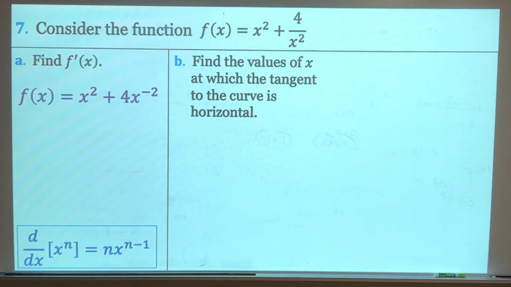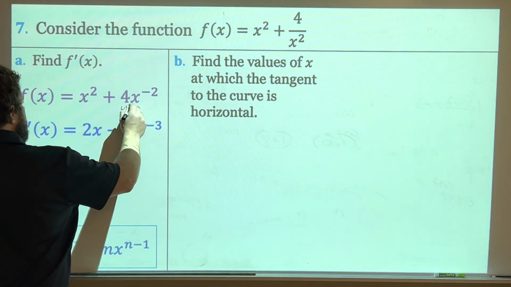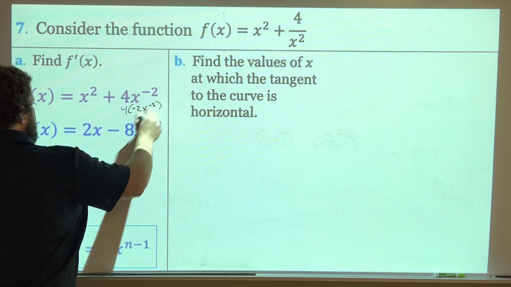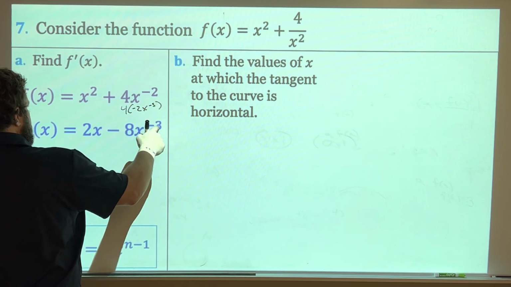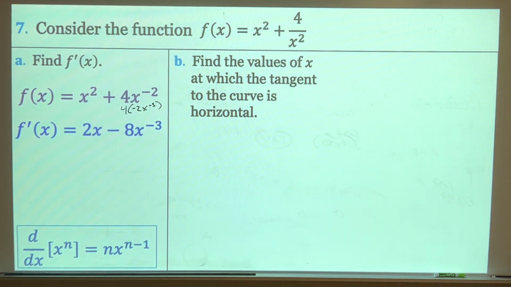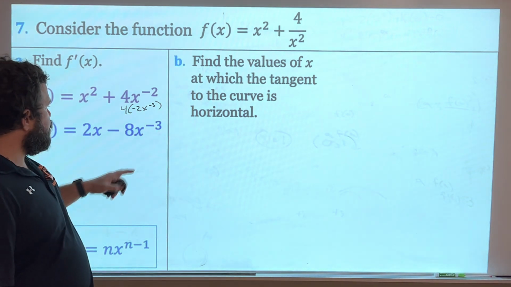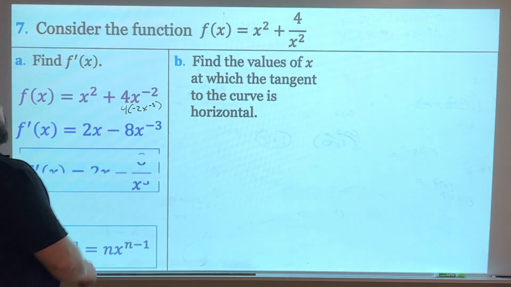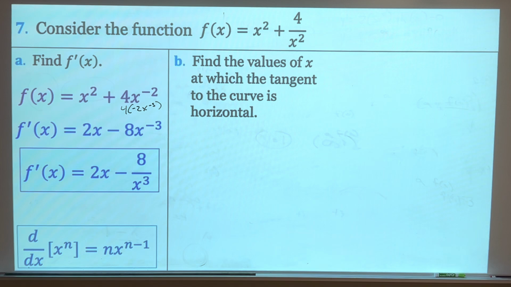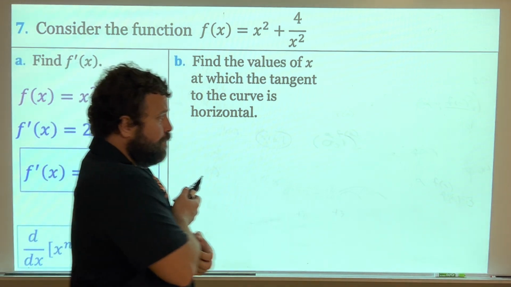Derive that, you get 2x plus 4 times negative 2, x to the negative 3, right? Because this is just 4 times negative 2, x to the negative 3, negative 8, x to the negative 3, 2x. All right? And then you can rewrite this back in this form, because this is a negative power, 2x minus 8 over x cubed. Right. Find the values of x at which the tangent curve is horizontal.